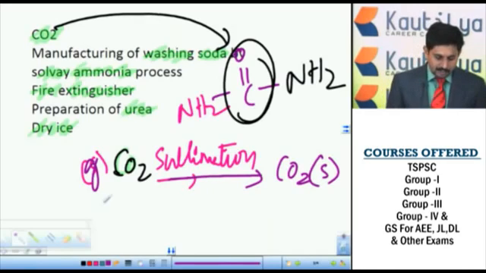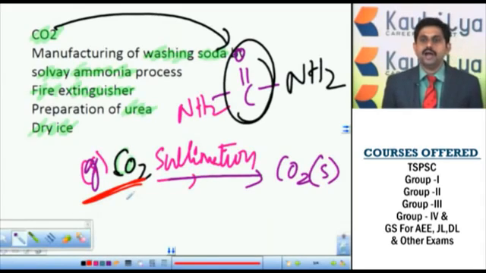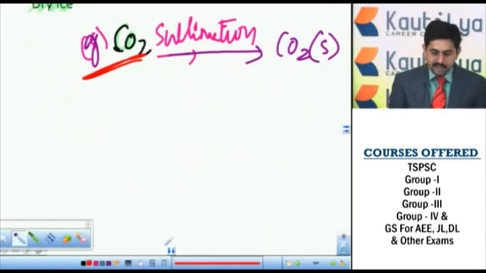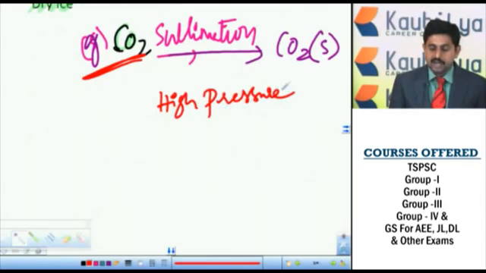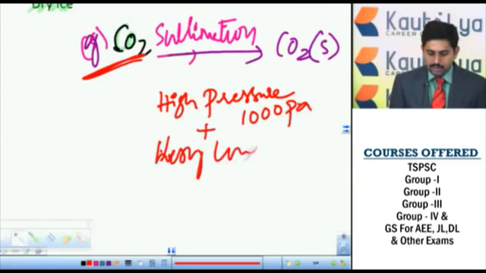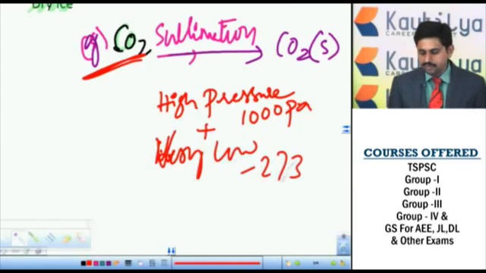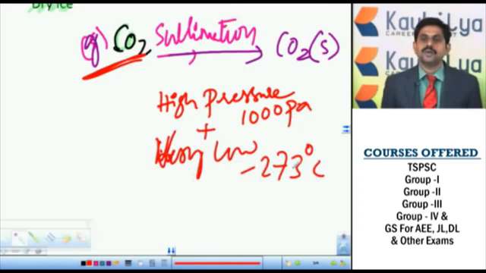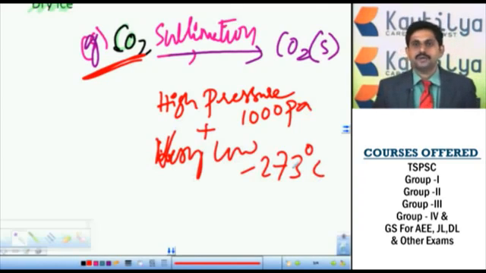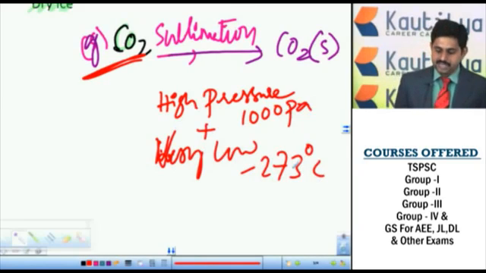So if you take carbon dioxide gas, sublimation can be done only under high pressure and low temperatures. Already I told you, in the behavior of gases we have discussed this, at very high pressure, around 10,000 pascals, and at very low temperature, particularly minus 273 degrees centigrade, the gas loses its property. So slowly it will convert into liquid at this temperature and high pressure.